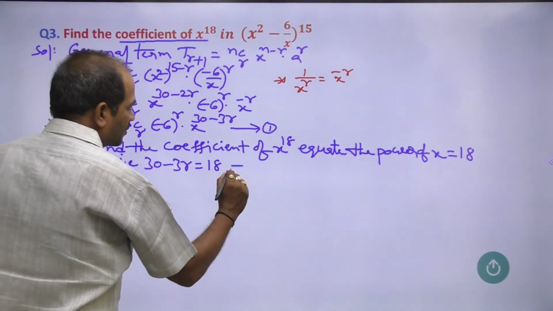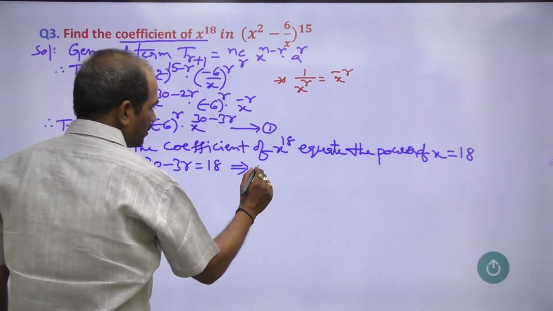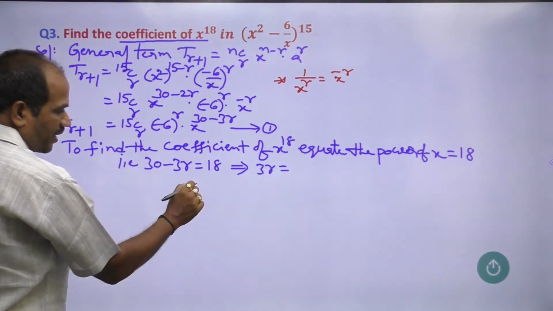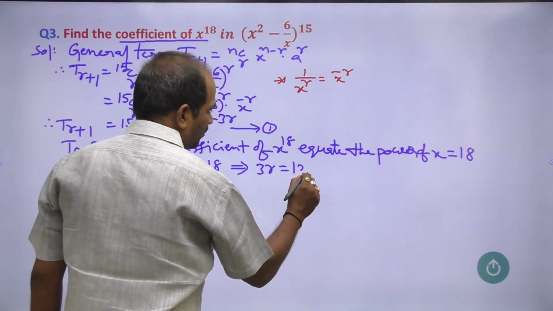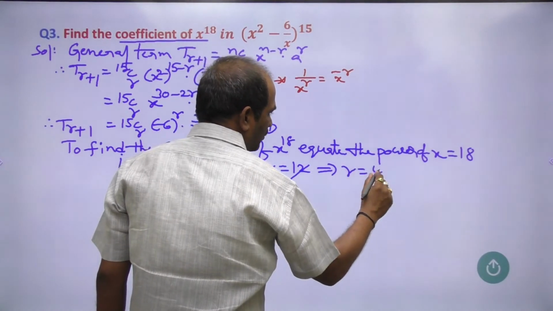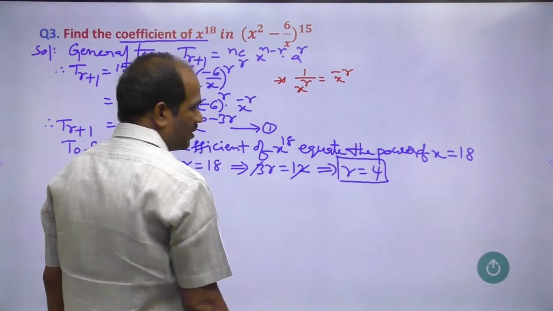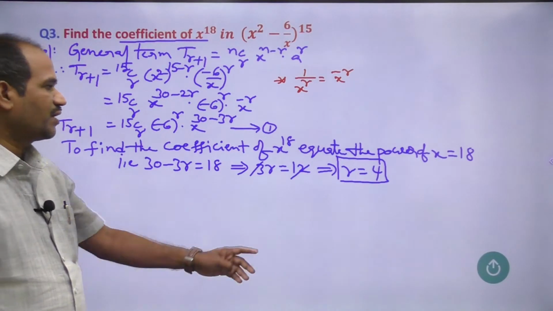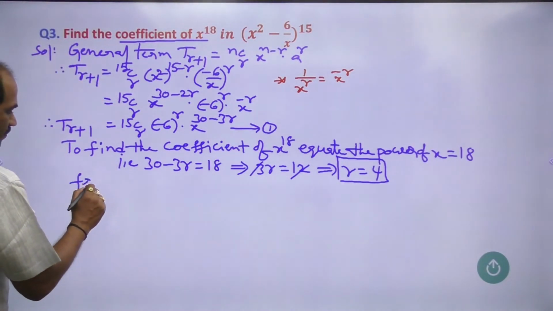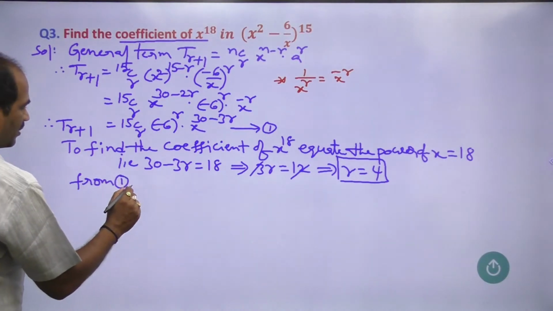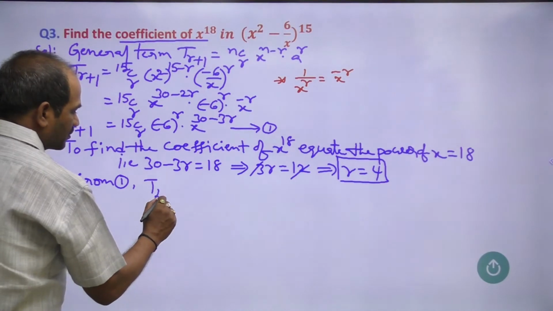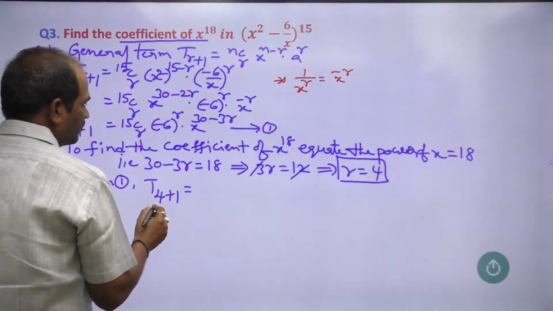So that implies 3r is equal to 30 minus 18, and 30 minus 18 is 12. Here 3 gets cancelled. So that implies r is equal to 4. The r value is 4. Replace the r value 4 in equation number 1. Here from 1, the r value is 4, so that is T(4+1) is equal to.